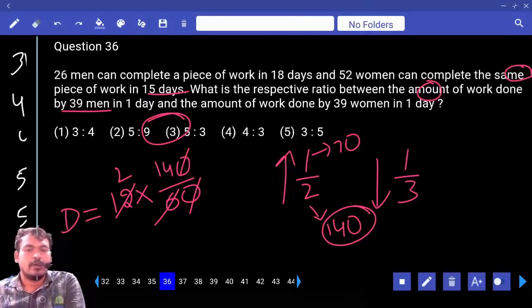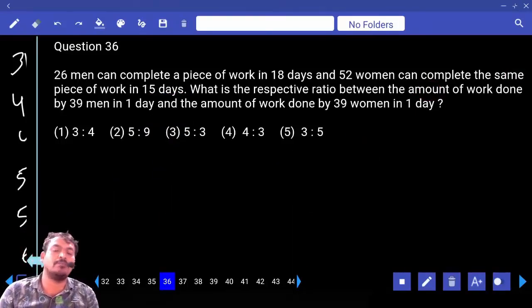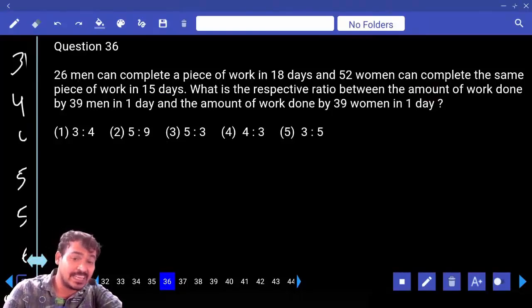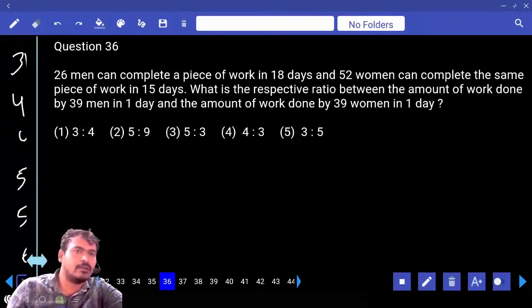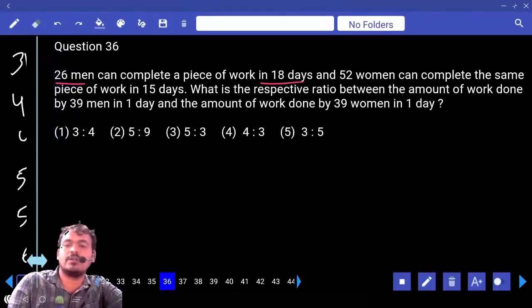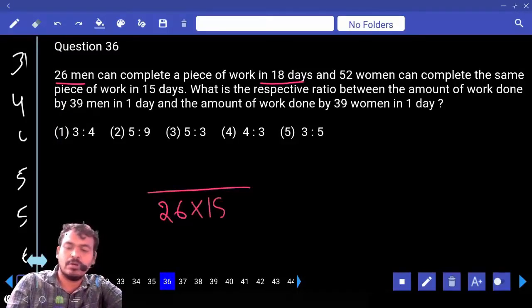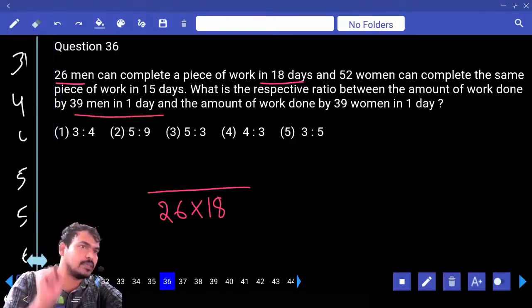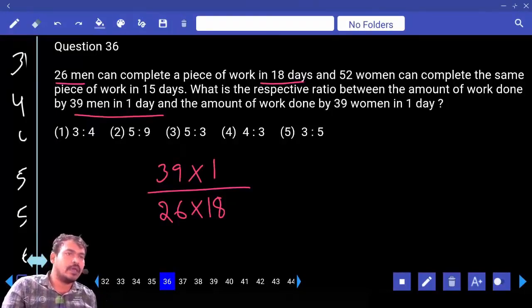Next, 36. 26 men can complete a piece of work in 18 days. 52 men can complete the same piece of work in 15 days. What is the respective ratio of the amount of work done by 39 men in 1 day and the amount of work done by 39 women in 1 day? 26 men can complete the whole work in 18 days. What is the 1 man 1 day work? 1 by 26 into 18. But here second time how many men are working? 39 men. How many days? 1 day. Then 39 men 1 day work will be 39 into 1 by 26 into 18.